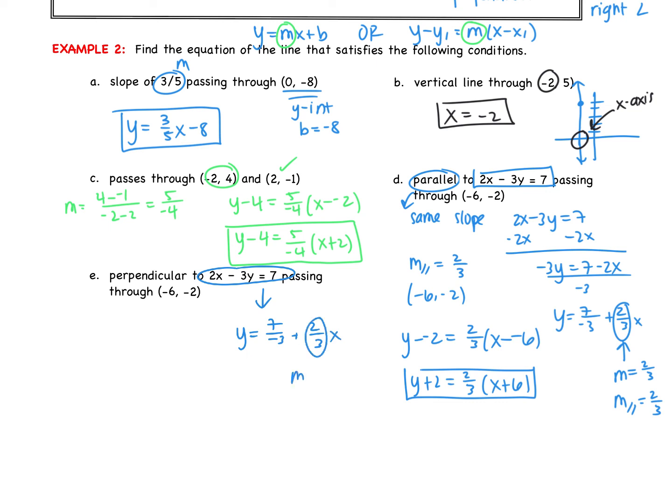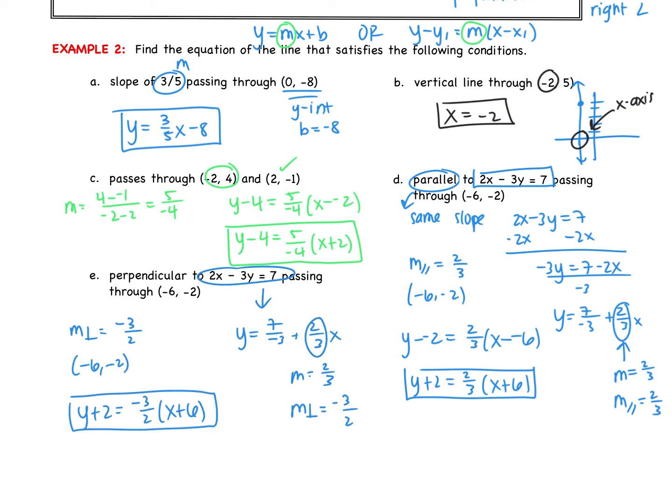Again, our slope of this line is 2/3, which means our perpendicular slope is the opposite reciprocal. So we flip it to become 3/2 and we change the sign. So writing the equation of the line with a slope of negative 3 over 2, and that passes through negative 6, negative 2, we get y plus 2 is equal to negative 3 over 2 x plus 6. And that's our equation.